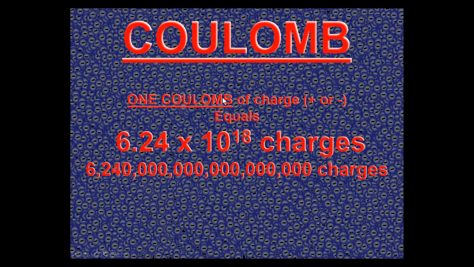And one Coulomb, by definition, whether they be positive charges or negative charges, is 6.24 times 10 to the 18th charges. So that's 1,000, a million, a billion, a trillion, a quadrillion, 6.24 quintillion charges is how many electrons or how many protons you would have to have to get 1 Coulomb worth of charge.